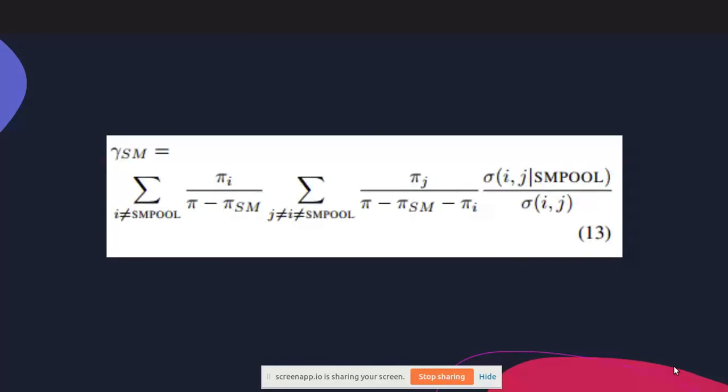So here gamma_sm can be evaluated by the mining power weighted betweenness centrality measure of the SM pool, where sigma_ij is the number of shortest paths between i and j, and sigma_ij given SM pool is the number of such paths that pass through the SM pool.